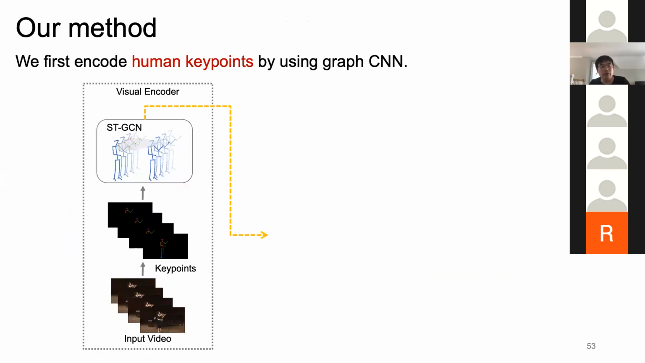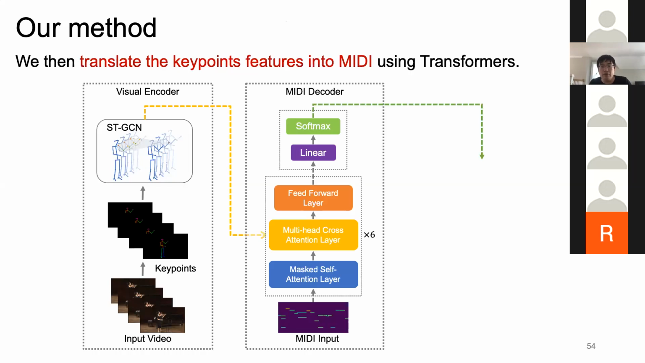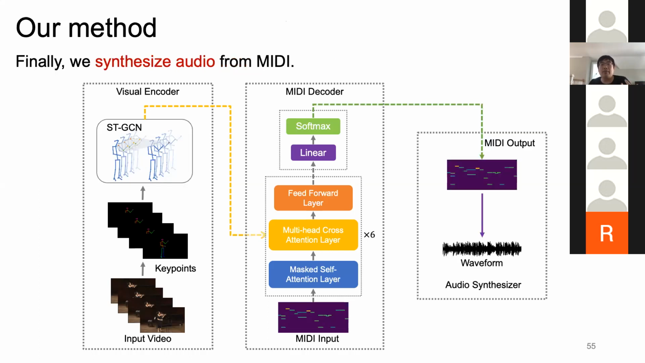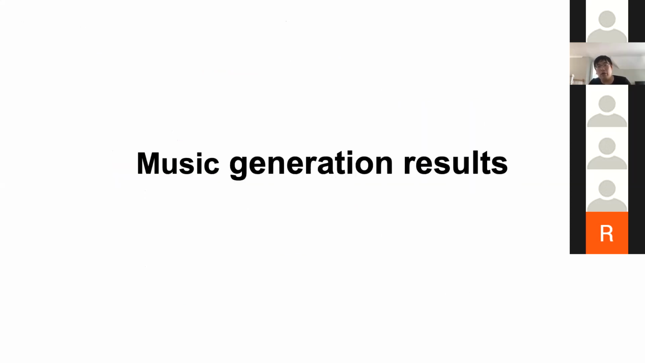To achieve this goal, we build a system like this one. Given video, we first do keypoint detection using AlphaPose and OpenPose, and then run a graph network on the detected keypoints to capture human body motion. Then we use a transformer to align the keypoint features with the MIDI events. Finally, the MIDI events can be converted to waveform using a standard audio synthesizer. Here we can experience some music generation results.